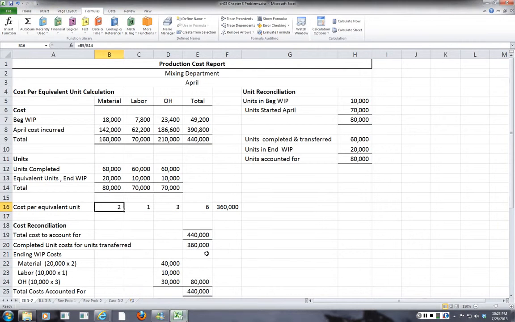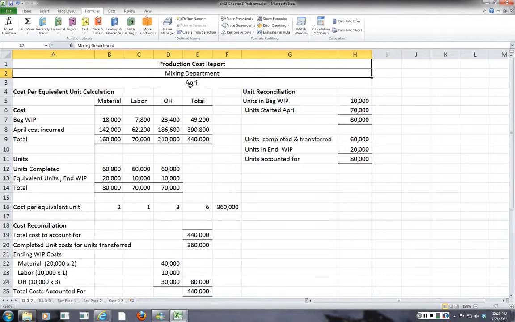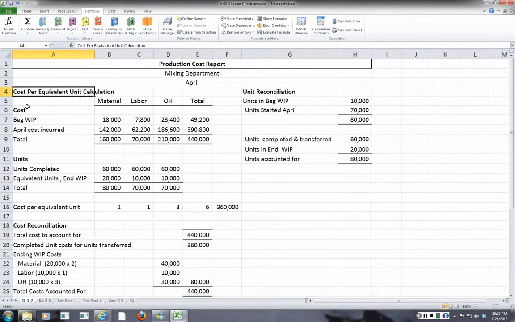I thought we would go through the production cost report for Chapter 3, which is process cost accounting. We're going through the mixing department's work in April. One of the first things we're going to do is calculate the cost per equivalent unit. And of course, we've got material, labor, and overhead in total.